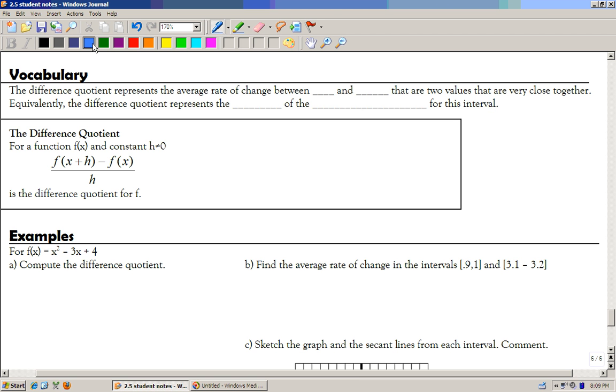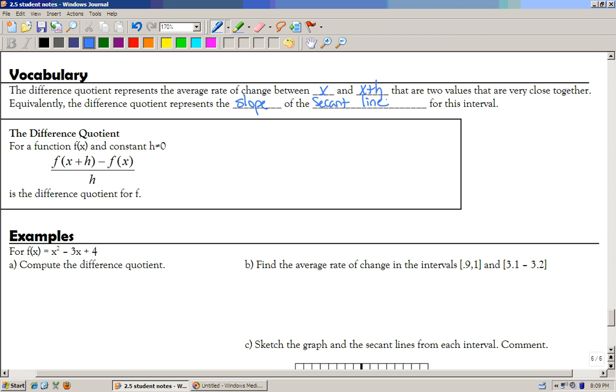The difference quotient represents the average rate of change between any value of x and x plus h. The difference between those is going to be very, very small. You start with a number and go a little bit closer to it, like 0.1 or 0.01 away from the original x. Equivalently, the difference quotient represents the slope of the secant line.